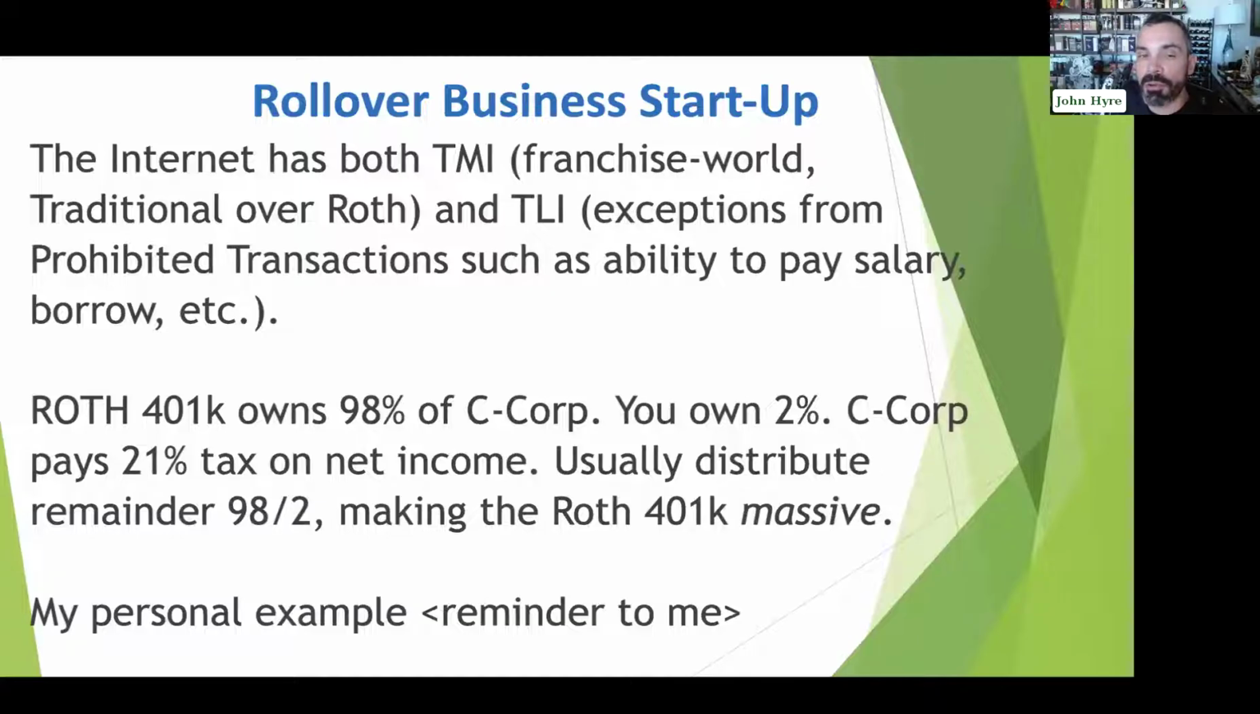Usually you distribute the remainder. We're going to go through an example. 98.2, making your Roth 401k massive. What is happening here? There are prohibited transaction exemptions. I am allowed, through this ROBS, this rollover business startup, to provide services. Let me take a drink and I'll explain through an example.